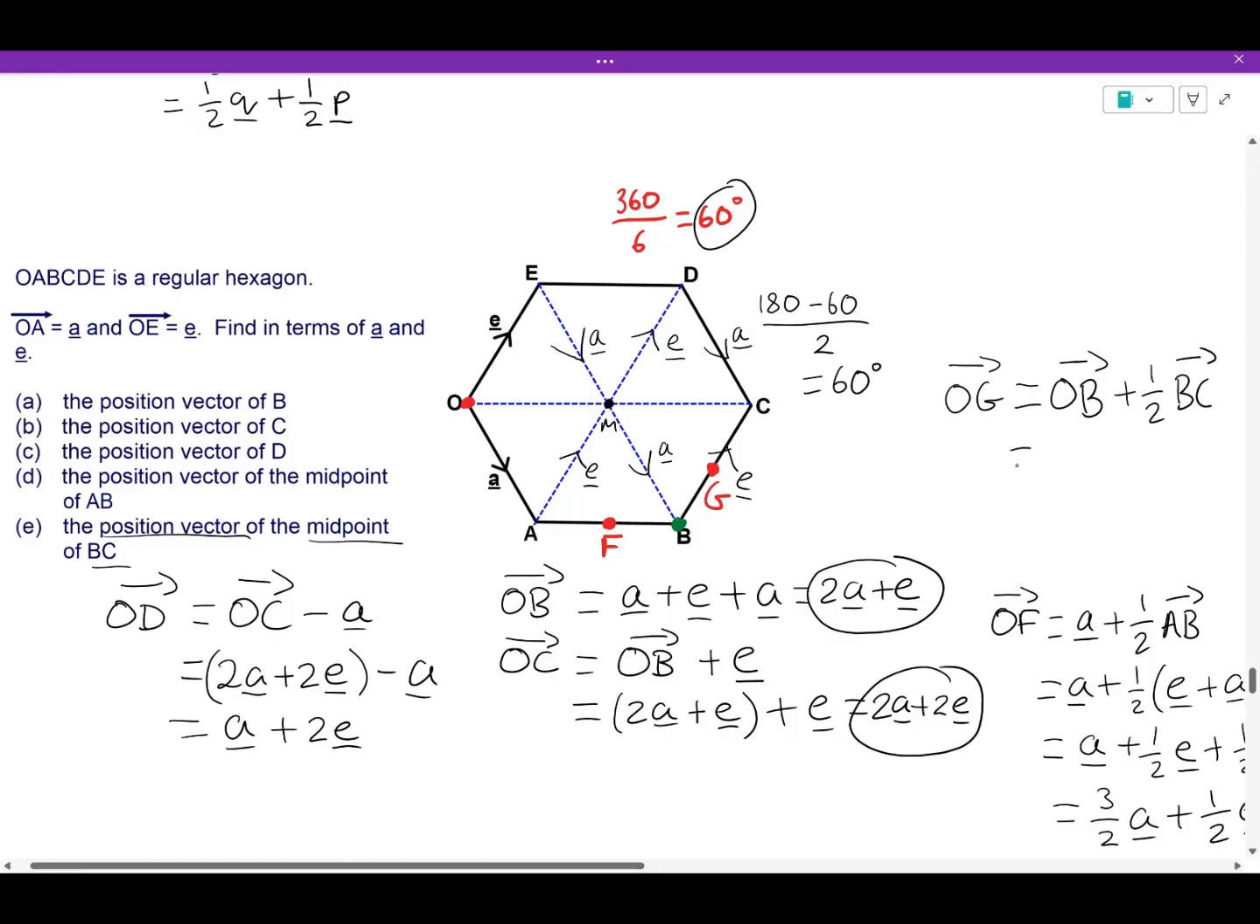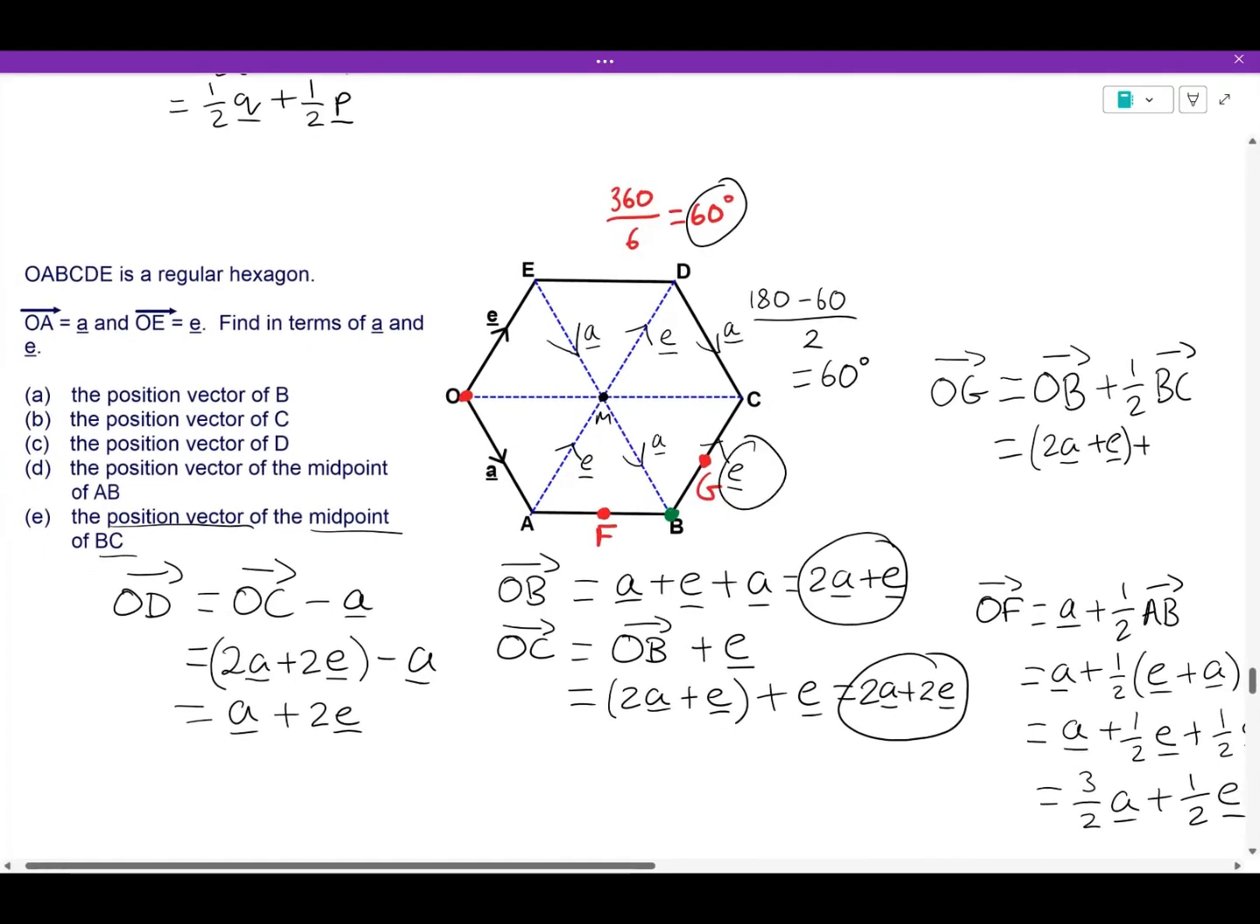Now the vector O to B, well, I found that earlier on, it's the 2A plus E. So I'm going to write that in here. And then do we know B to C? Yes, we do. It is the vector E. So we just need to add on half of E like that. And then all we need to do is simplify what's written here. So we got 2A, that's going to stay the same. And then 1E plus half E, well, that gives me 3 over 2E. So that would be my final answer.